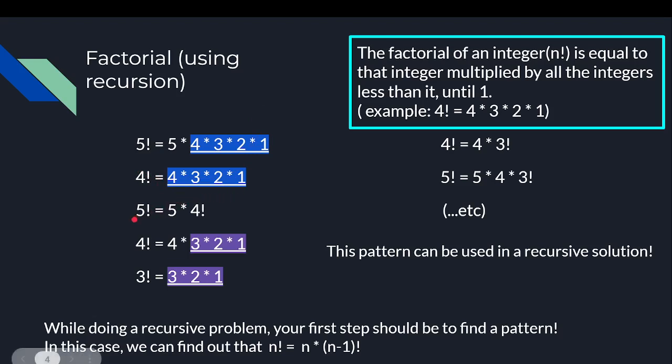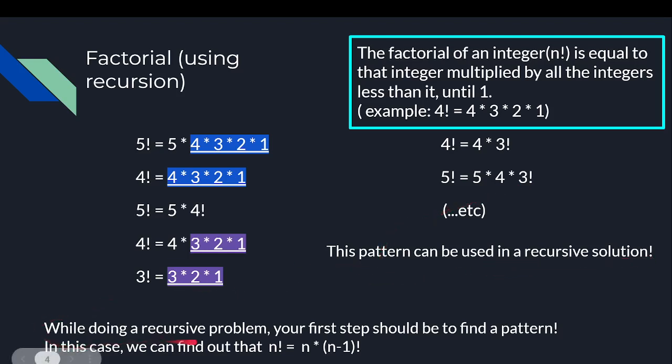We notice that 5 factorial is equal to 5 times 4 factorial. We can do the same thing with 4 and 3 factorial. Both of them have 3 times 2 times 1 on them, so we notice that 4 factorial is equal to 4 times 3 factorial, and 5 factorial is equal to 5 times 4 times 3 factorial. This pattern can be used in a recursive solution.